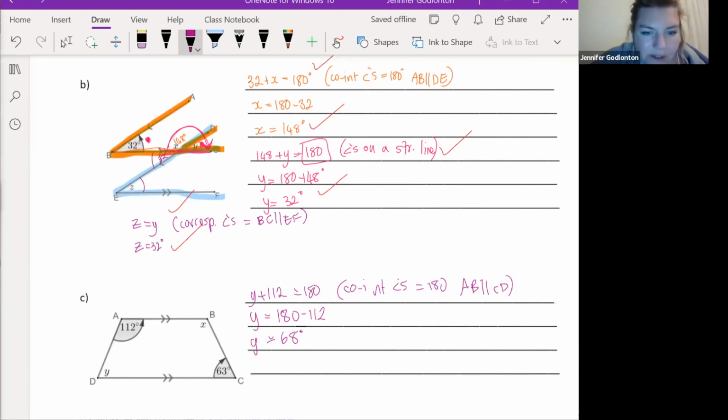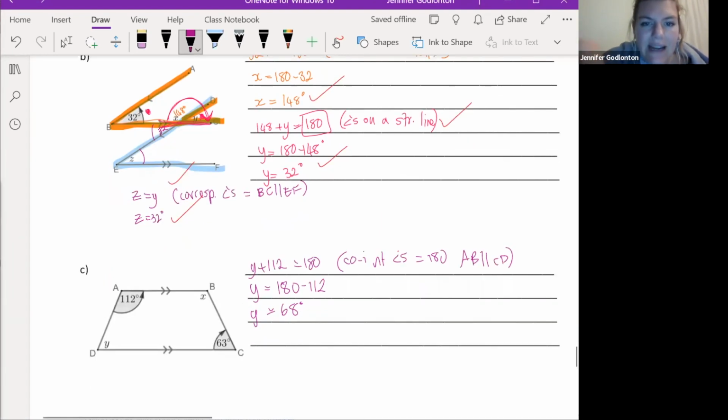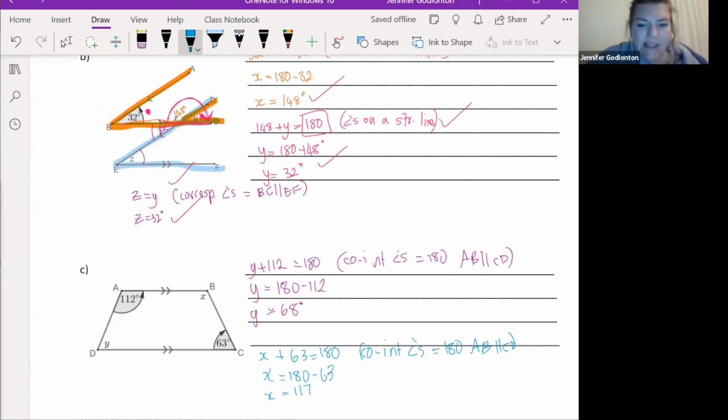I'm seeing Kulkwano's answer, which I'm loving. So I'm going to write it in. It came through the chat. So we've got X. I'm going to write it like this. X plus 63 degrees is equal to 180 because of co-interior angles equaling 180 when AB is parallel to CD. So X is equal to 180 minus 63, which means X is equal to 117.